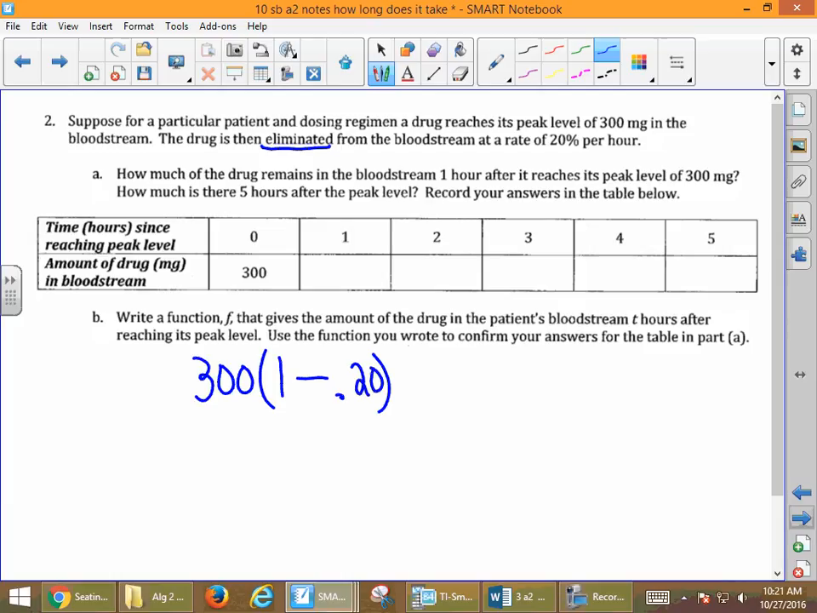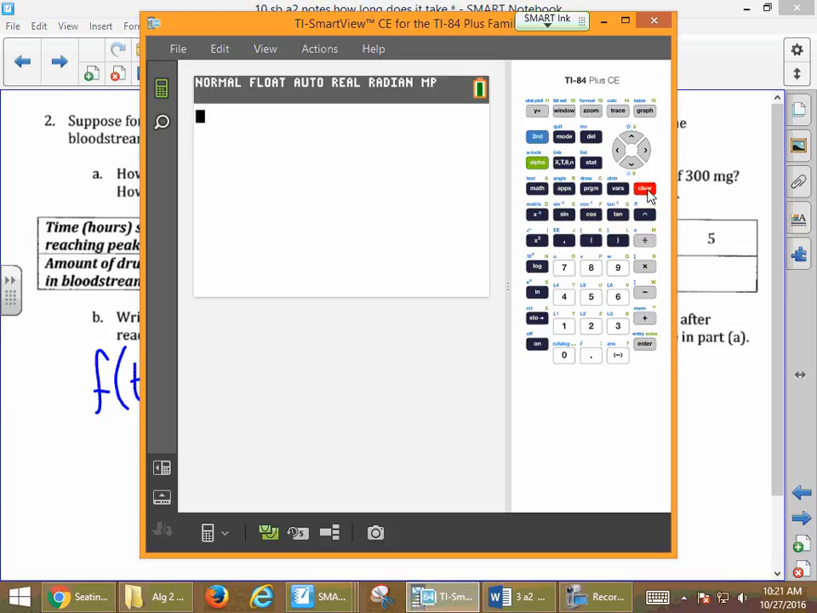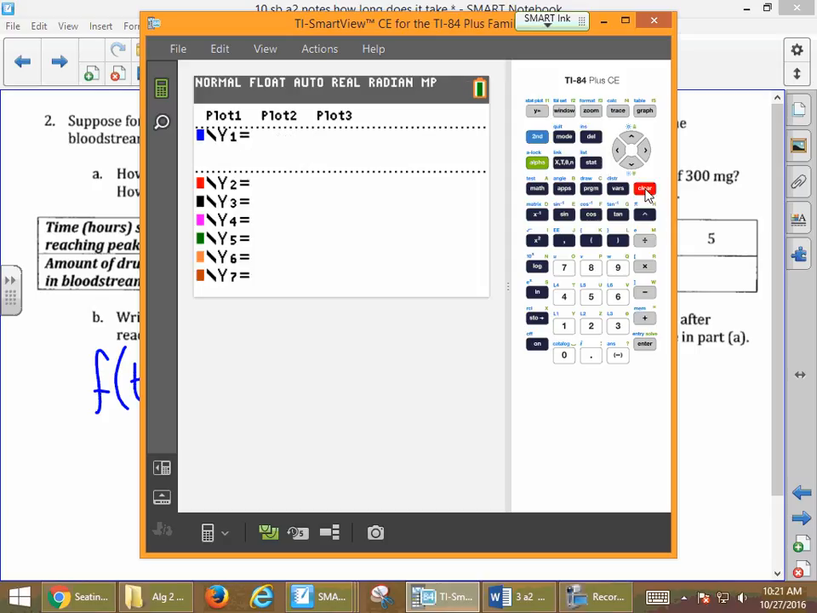And then, let's see, write a function that gives the amount of drug in the patient's bloodstream after t hours. So we're going to have our time there. So it's a function in terms of time. And the only reason why I think it's helpful to write this equation first is, if we go back into our calculator, and we go back into the y equals, and we type it in, we've got 300 parentheses 1 minus 0.20 to the x. If we type it in, we're going to have to type it in sometime, probably.